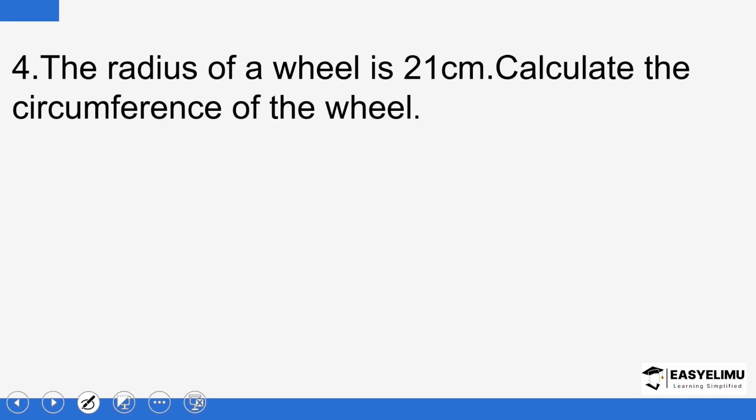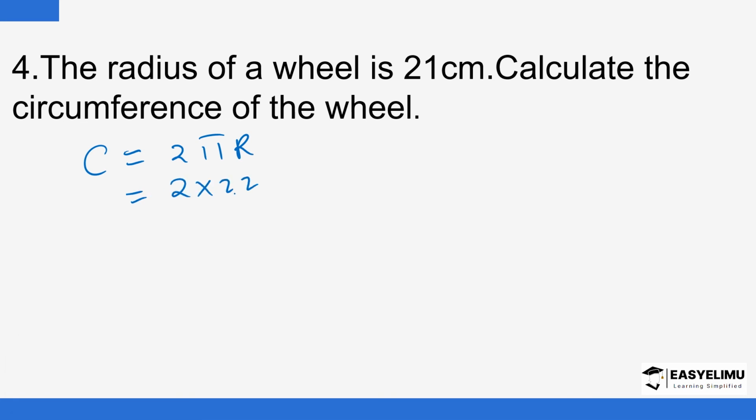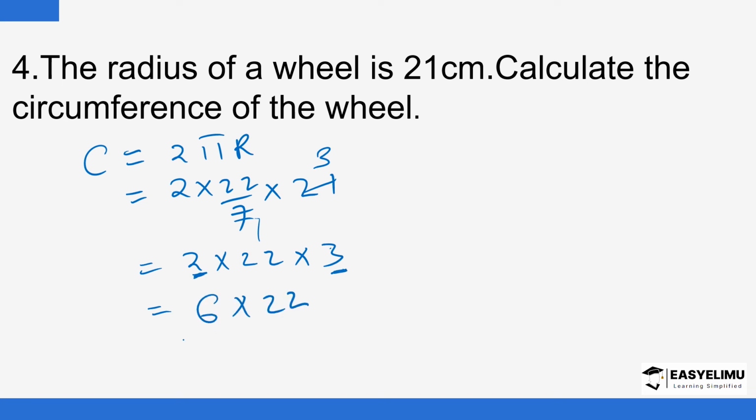Now, our last example is here. The radius of a wheel is 21. Calculate the circumference of the wheel. So circumference is given by 2 pi r. This is direct. So 2 times 22 over 7, and then you multiply by the radius, which is 21. So 7 here, 1, 7 there, 3. And so you have 2 by 22 by 3. You can decide to multiply 2 by 3 first. That will be 6. And then you multiply by 22.